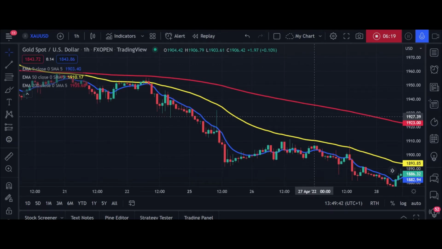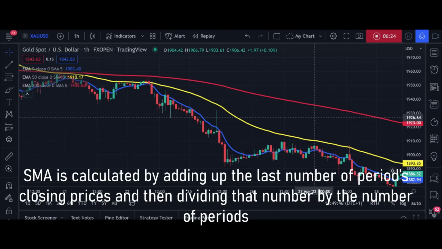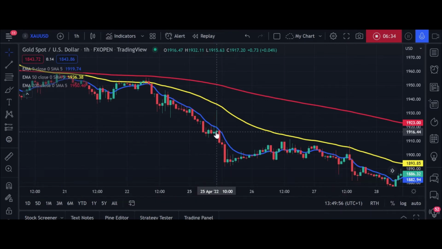Let's now explain to you what is a simple moving average. Basically, a simple moving average is calculated by adding up the last number of periods closing prices and then dividing that number by the number of periods. It is a simple calculation and hence why it is called the simple moving average. In charts you will see the abbreviation, SMA.